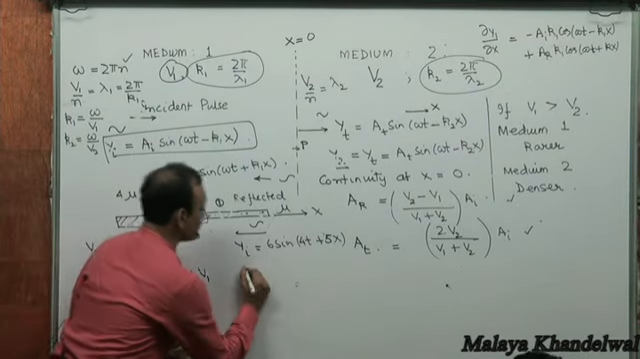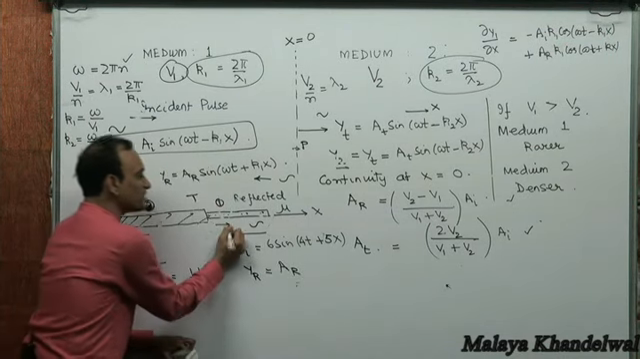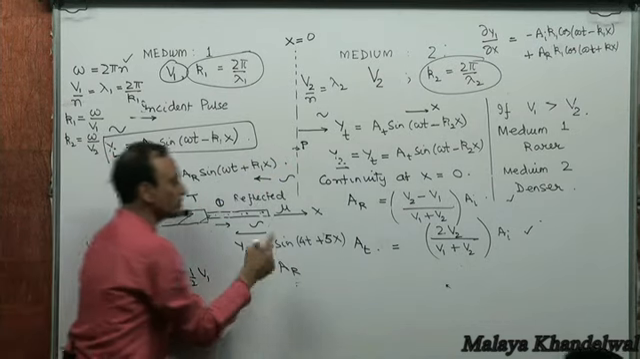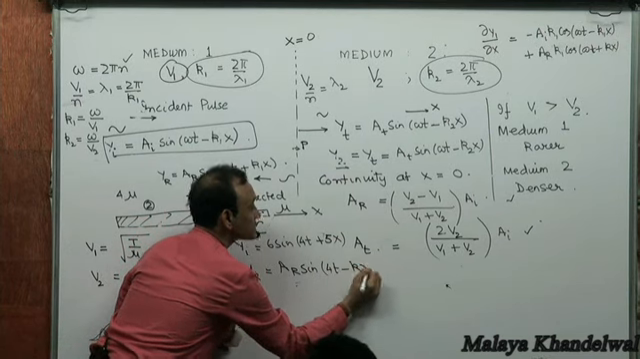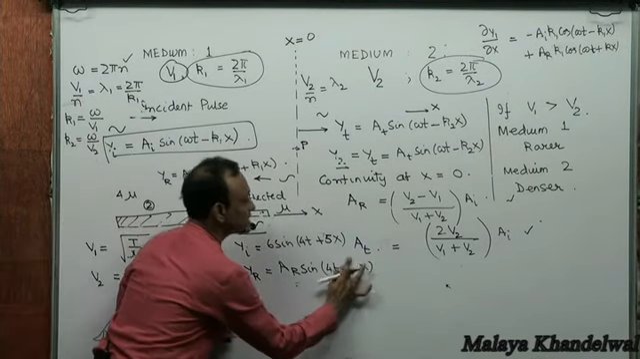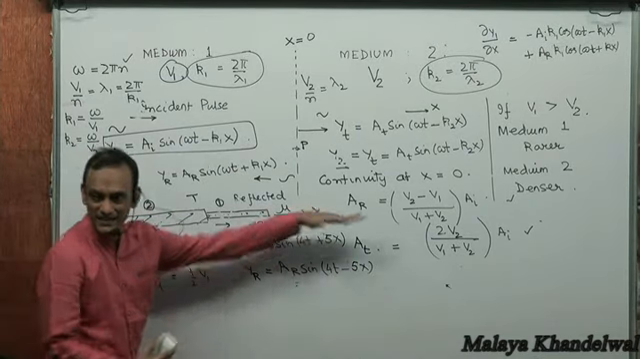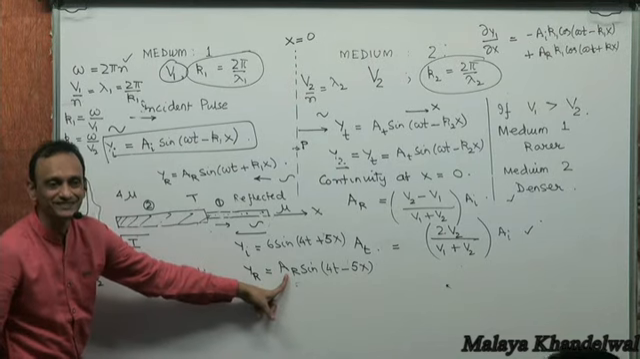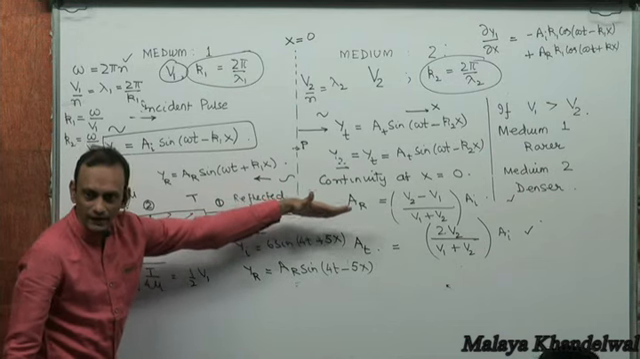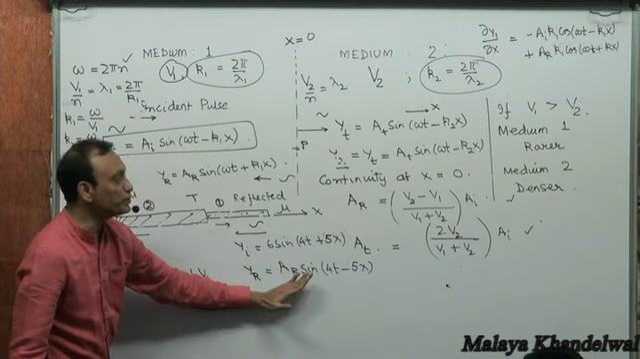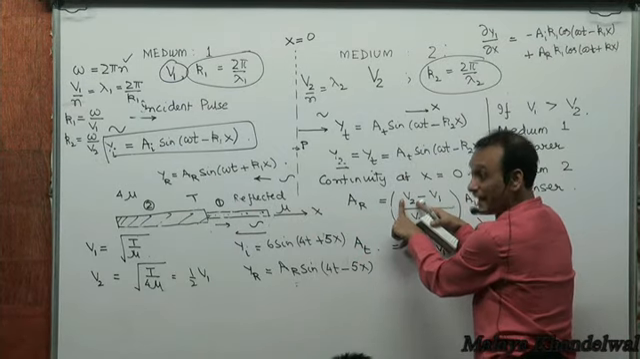The reflected pulse will have amplitude AR, and it will travel in the positive x direction. It is going to be given by AR sin(4t minus 5x), because it's in the plus x direction. I just need to compute the amplitude of the reflected pulse going back in string 1. How do I compute AR? Using this. It will turn out to be a negative number, very clearly.